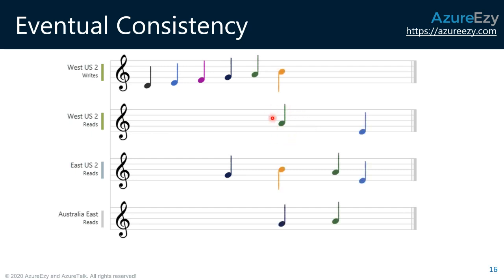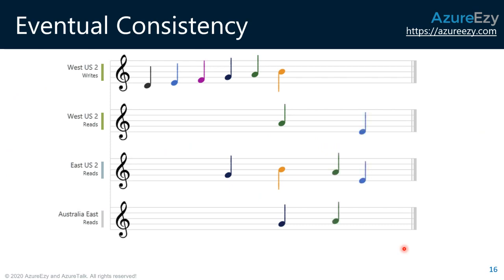That's the eventual. But eventually, at the end of the day, or maybe at the end of this musical note, all the data would be replicated. All the regions would have the same data, but that would be eventual. But we need it right now. Right now, we may or may not have the updated data. So that is eventual consistency, and this is the weakest consistency of all five.